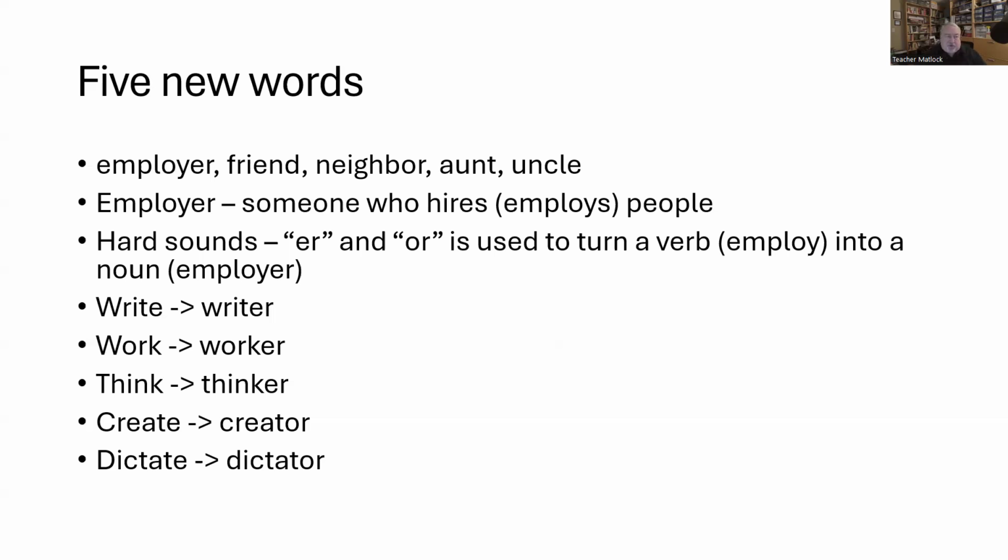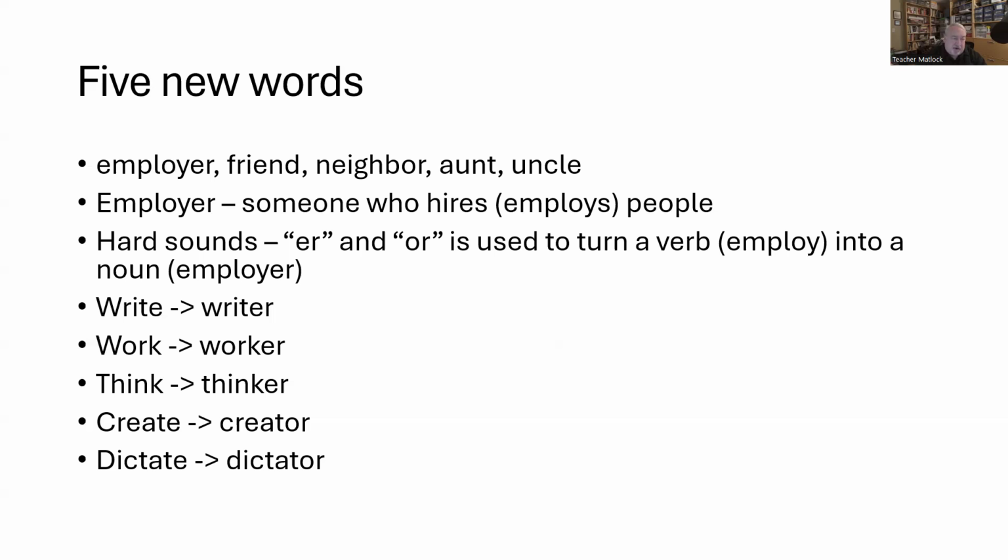Let's talk about this word employer, which is an interesting word because it helps us understand another kind of word, and that is a word where a verb is turned into a noun. So employ is a verb. The person who employs someone is an employer. There's a hard sound in there that we've talked about before, and that is the ER or the OR that shows that a verb has been turned into a noun.